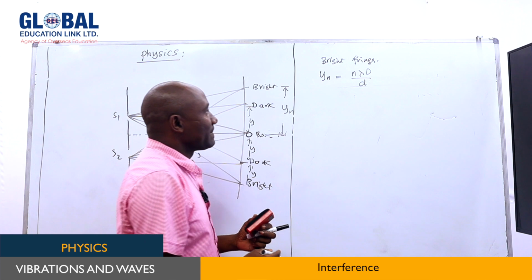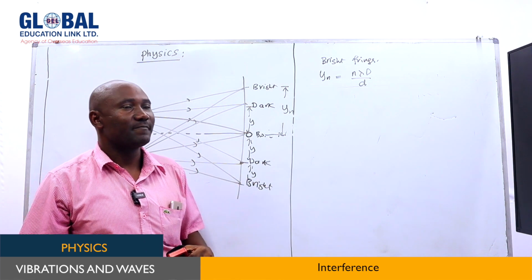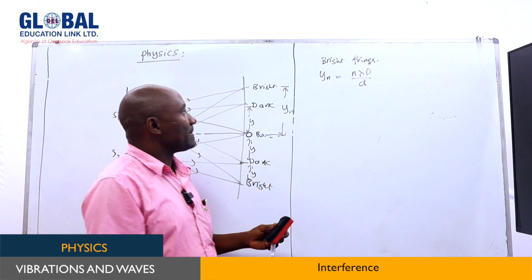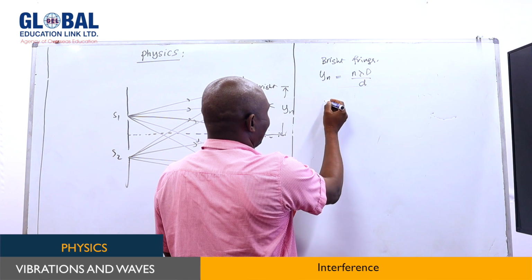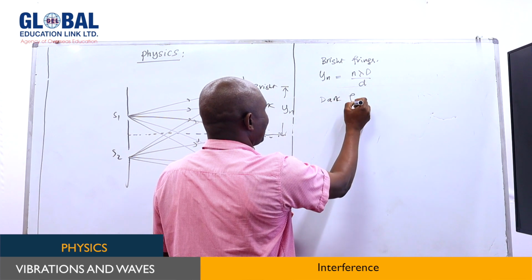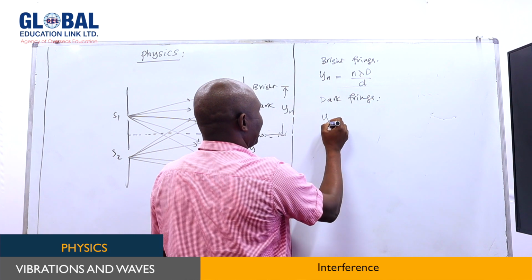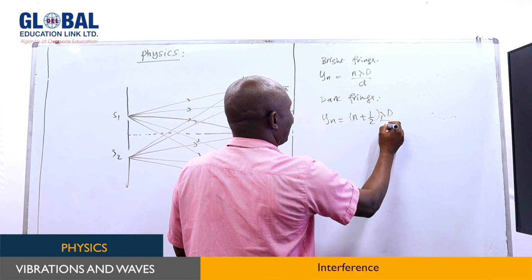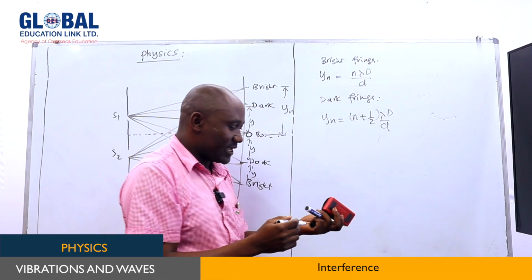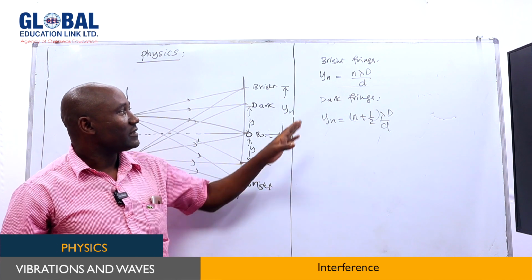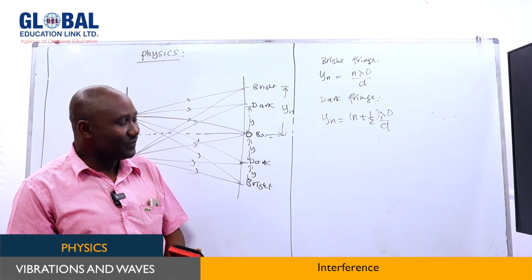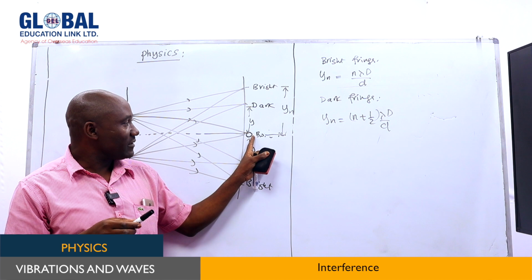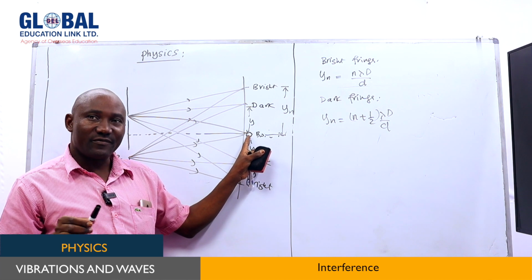This is the position, the distance of the nth bright fringe from the center. And then we have for dark fringes, y equals (n plus a half) λD over d. So now the two formulas are used to determine the position of the fringes from the center. But you should know the central part of the screen is where the bright fringe is formed.